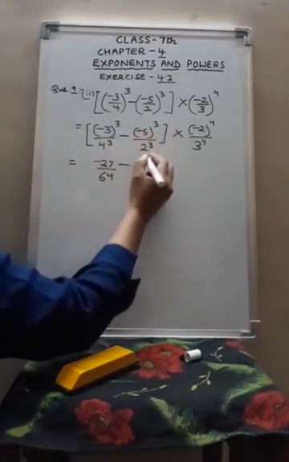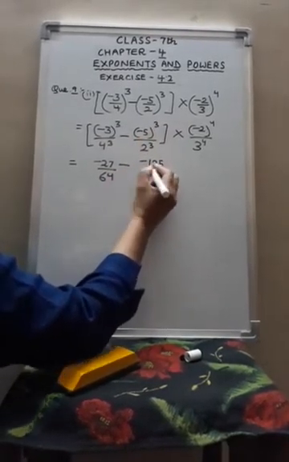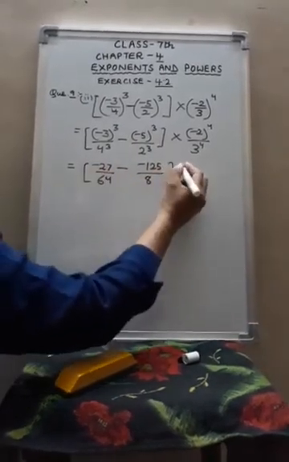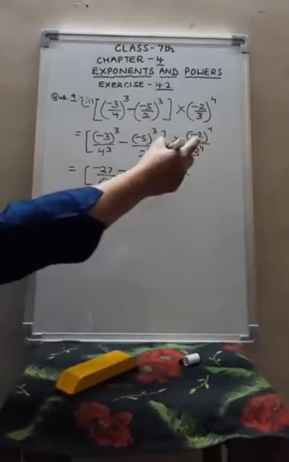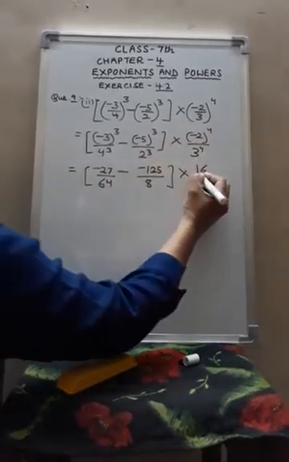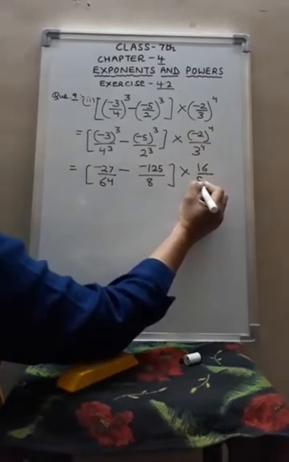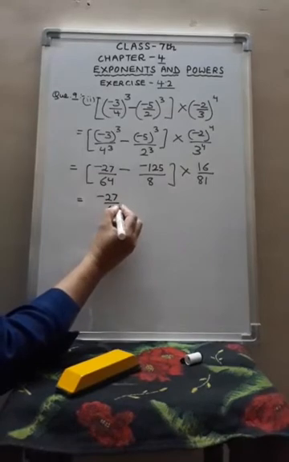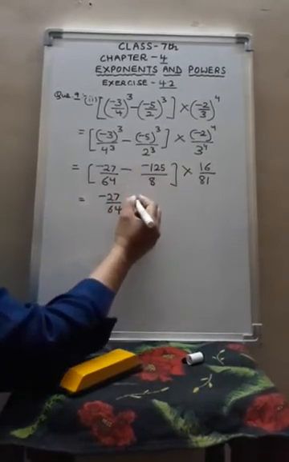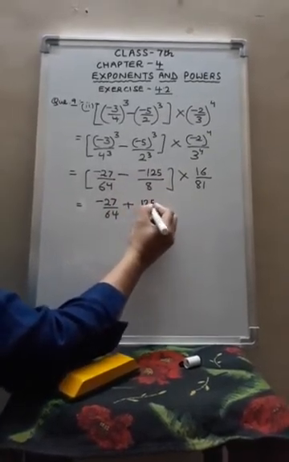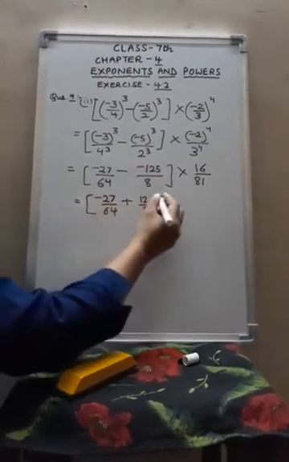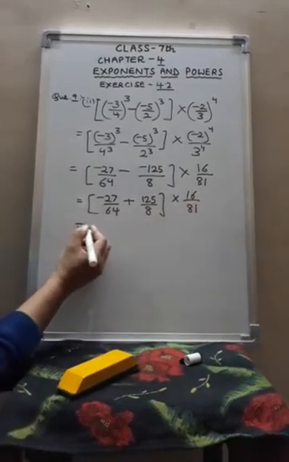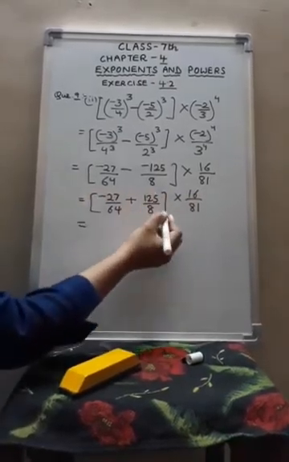Minus 5 to the power 3 is minus 125 upon 2 to the power 3 is 8. In bracket close, multiply by, now minus 2 to the power 4 is 16 and 3 to the power 4 is 81. So this becomes minus 27 upon 64, and minus multiply by minus becomes plus 125 upon 8. Whole bracket close into 16 upon 81. According to the BODMAS rule, first we have to solve inside the bracket.